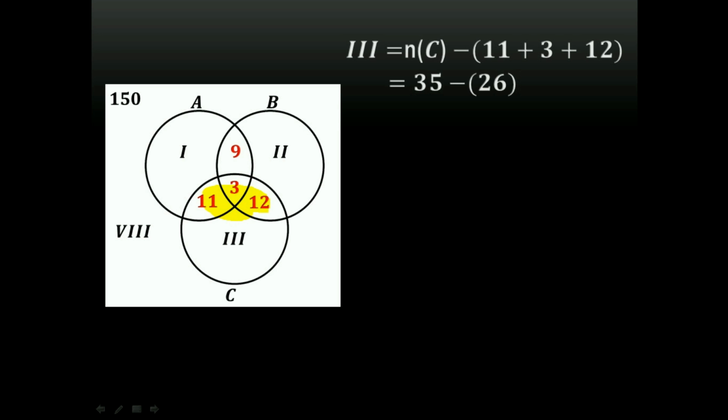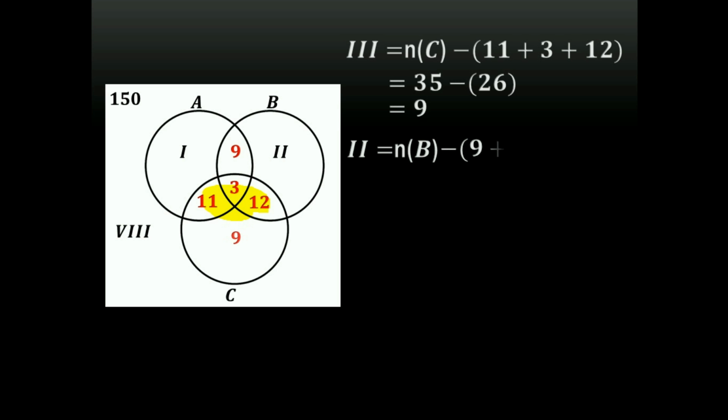Okay, we have 4 unknowns, right? To get region 3, we take the total number of elements in C. Just focus on C. So C minus the total elements inside C already, and inside C we have 11, 3, and 12. We sum it and subtract it from 35. So 35 was given, the total number of elements of C, minus 26, the sum. So we get 9. So 9 there is region 3.